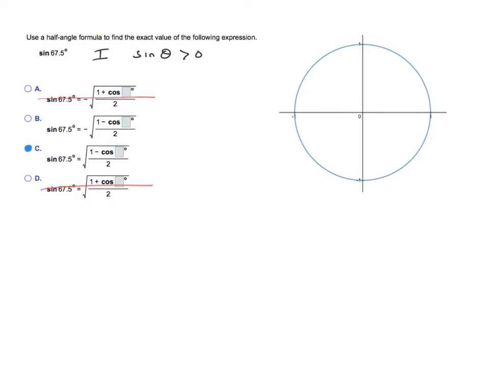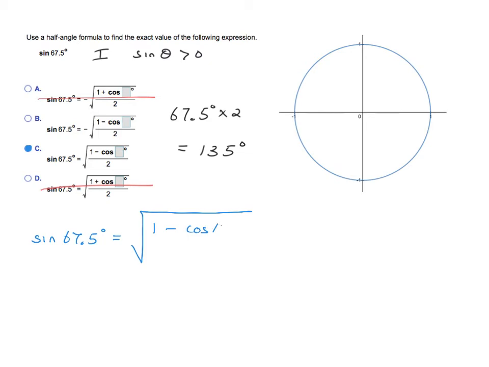Okay, the second thing is, what is the angle that I'm going to put in place of this cosine? It is going to be double the value that we have here. So if I take 67.5 degrees and I double it, I get 135 degrees. So to simplify this, I know that sine of 67.5 degrees is equal to, again, the positive square root of 1 minus cosine of 135 degrees, and that's all over 2. To move forward, I have to simplify what cosine of 135 degrees is equal to. So what is cosine of 135 degrees?